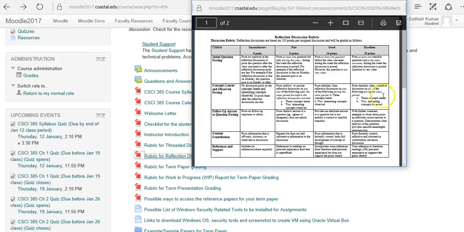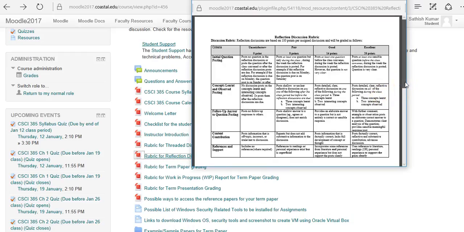For the reflection discussion, I need you to post the initial question before the class, before we meet. During the class, I will provide some time for you to respond to those questions, and I will also provide time for you to post your thoughts on the concepts learned, interesting concepts observed, and so on.